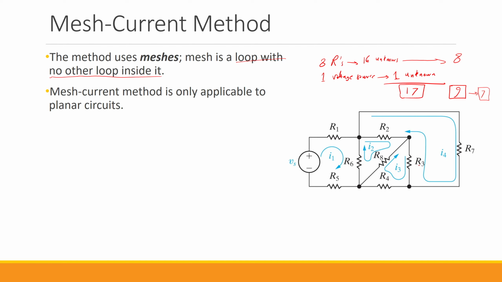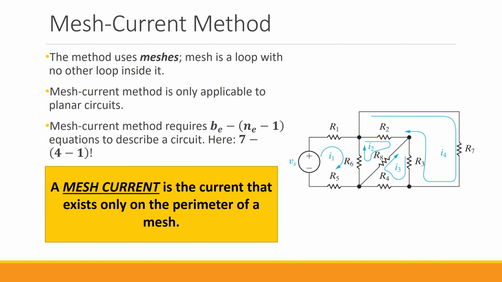What about R3? R3 is also common between I3 and I4. What about R2? R2 is common between I2 and I4, right? So we will get to the answer of this question later.